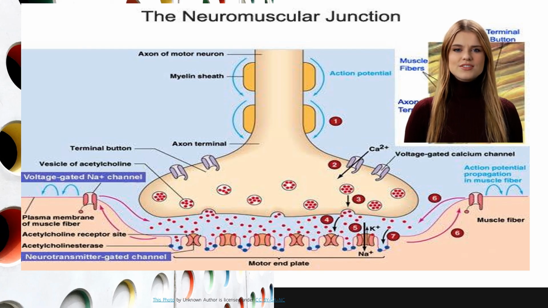This binding opens ion channels and allows sodium ions to move into the muscle cell, creating an electrical change that triggers a muscle action potential. This process converts an electrical signal into a chemical signal and then back into an electrical signal, allowing movement to occur.